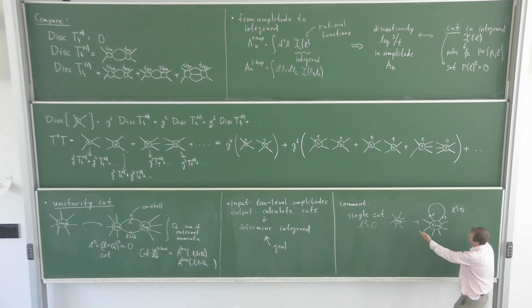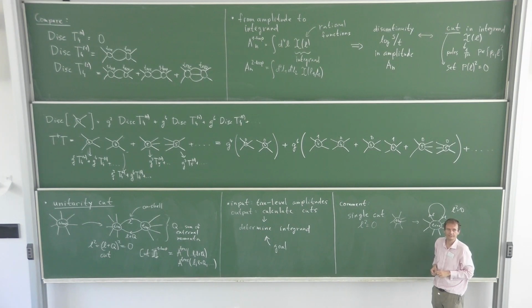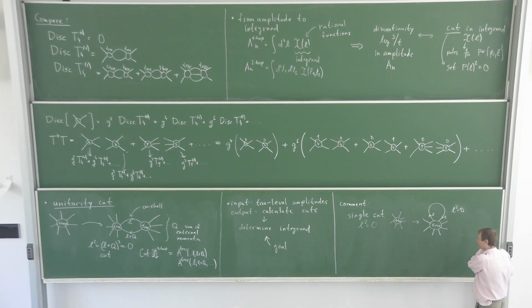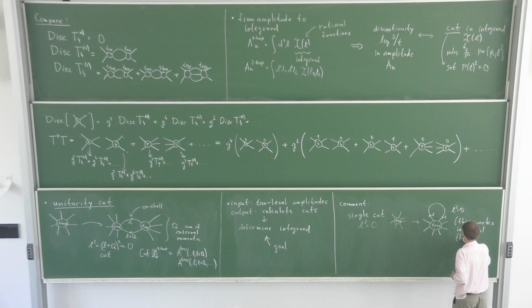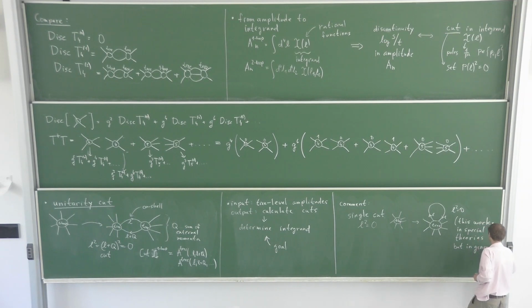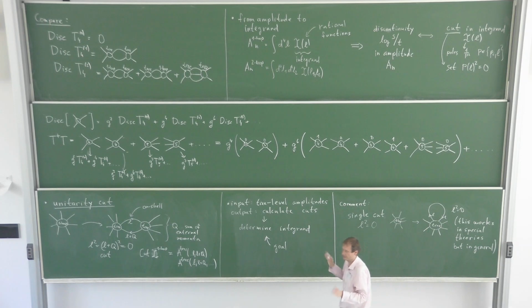Okay. However, while the cut always makes sense, the right hand object as a tree in most theories is divergent. So the result of a single cut is not this object, because that one is infinity. In some special cases, this thing is finite, and it is indeed a single cut of the one loop integrand. Okay, so let me just make a comment. This works in special theories, but not in general. However, the statement about the double cut, about the unitarity cut, is a general statement in any quantum field theory. Weakly coupled, of course.